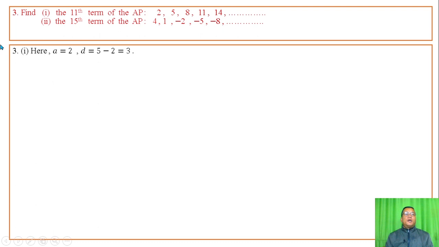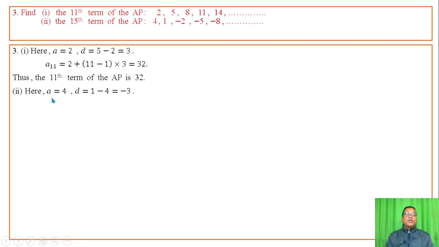Question number 3. Find, Roman number 1, the 11th term of the AP 2, 5, 8, 11, 14, and so on. Here a is 2, d is 5 minus 2, second term minus first term gives the common difference d. Therefore, a11 is the first term a, 2, plus (11 minus 1) times the common difference, that is 3. After simplification, we get 32. Thus, the 11th term of the AP is 32.